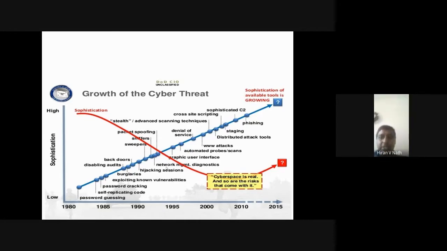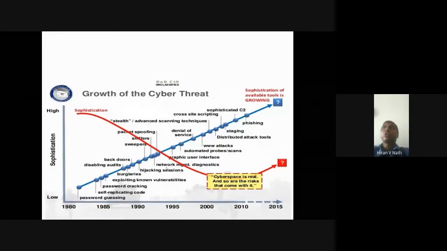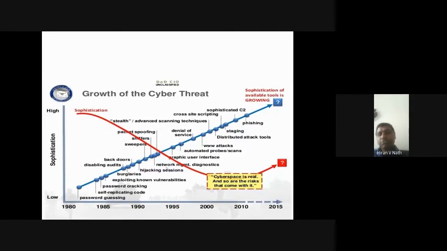So what initially happened, maybe in the 1990s, was just to show that a password could be guessed. You would be just trying to guess the password. You would be trying to write self-replicating code. Let me give you a case scenario, like the Morris worm, which was introduced in 1988, I think. That was the first worm which was introduced.